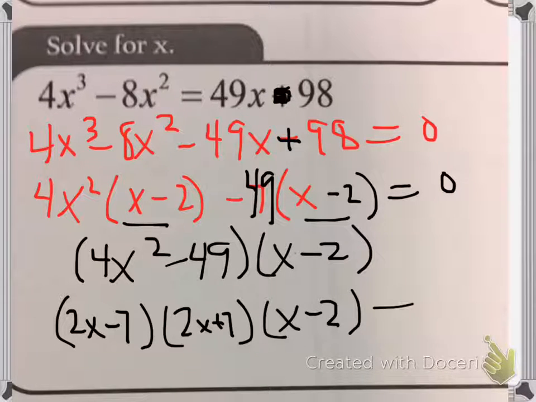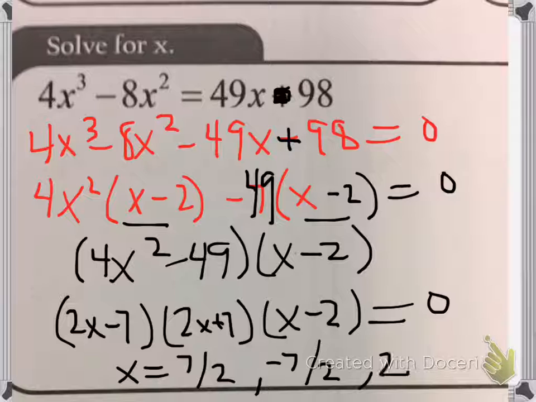So when I solve this and set it equal to 0, I'm going to get x equals 7/2, x equals -7/2, and x equals 2.